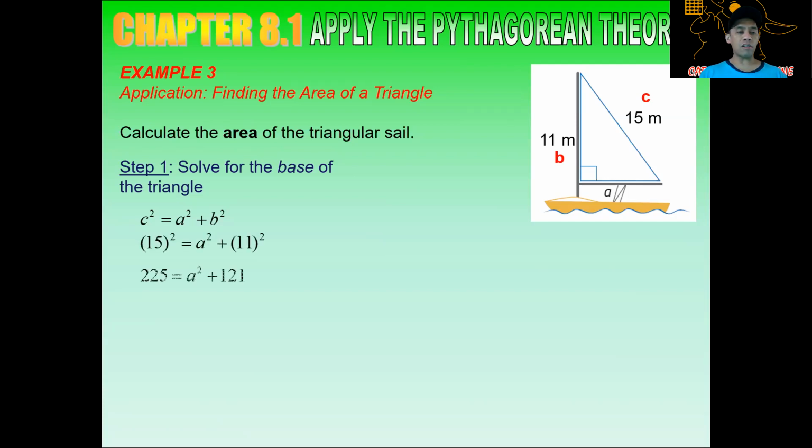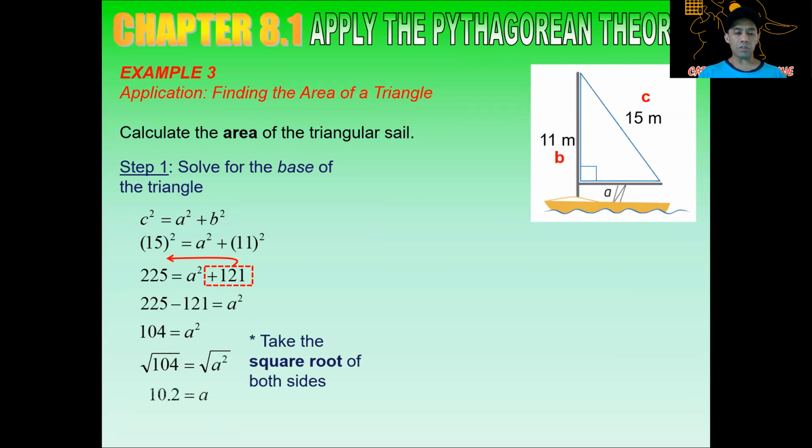So 15 squared gives me 225, and 11 squared gives me 121. And since we're solving for the A here, we're going to leave the A squared where it is by taking the 121, moving it to the other side, and then subtracting it from the 225. And last but not least, we're going to take the square root of both sides, and that's going to give us a measurement for the base now of 10.2 meters. So that's step number 1.